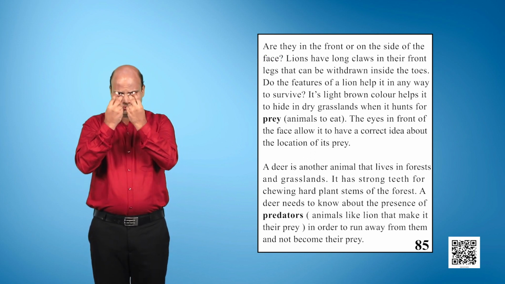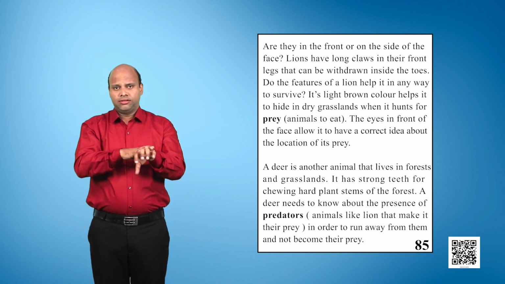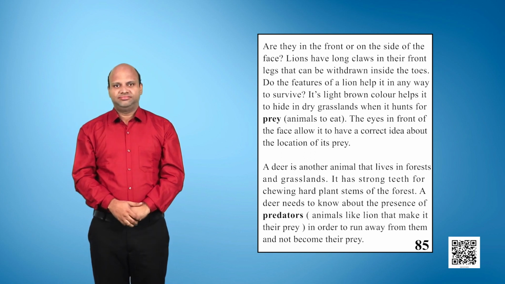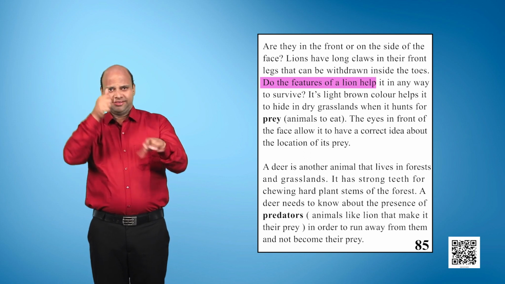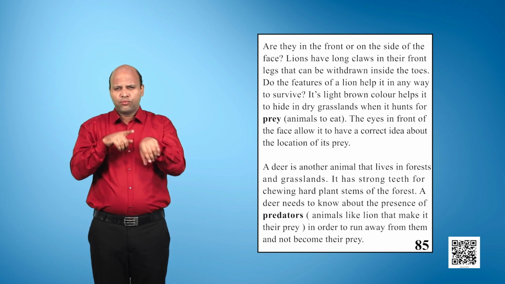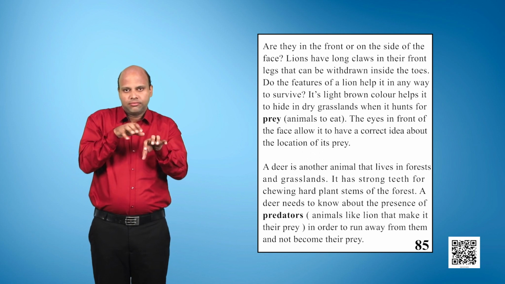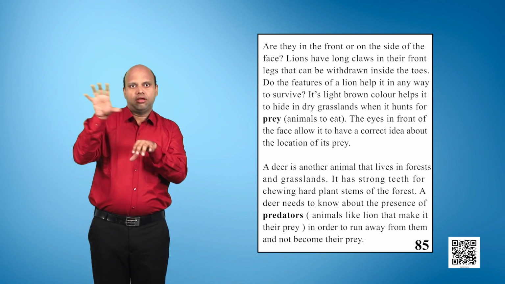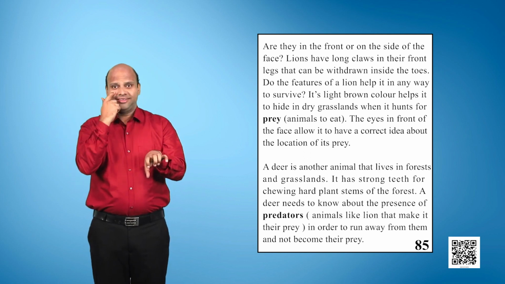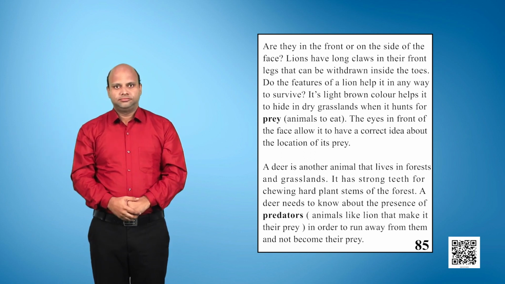Lions have long claws in their front legs that can be withdrawn inside the toes. Do the features of a lion help it in any way to survive? Its light brown color helps it to hide in dry grasslands when it hunts for prey, that is, animals to eat. The eyes in front of the face allow it to have a correct idea about the location of its prey.